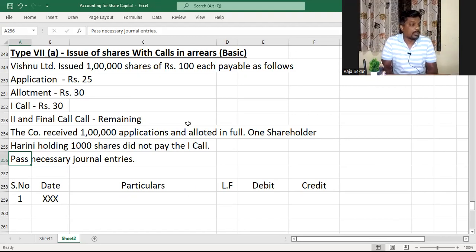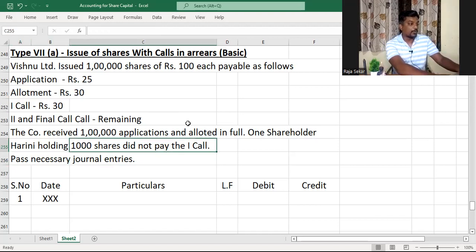Here we have Vishnu Limited, which issued 1 lakh shares of rupees 100 each payable as follows. In application, it called 25 rupees, along with allotment 30, and first call 30, second and final call is the remaining amount. The company received 1 lakh applications and allotted in full. One shareholder, Harini, holding 1000 shares, did not pay the first call. We need to pass the necessary journal entries. So Harini defaulted. She did not pay the first call. Understood, my dear children?